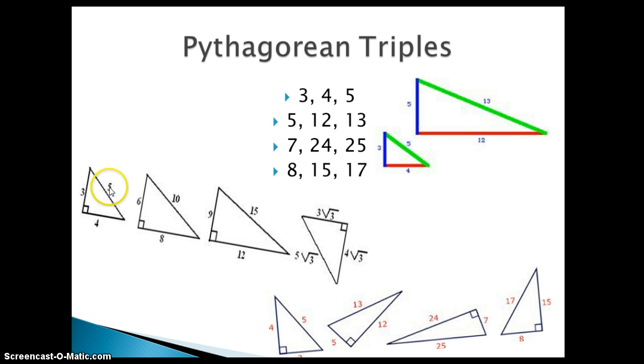So here we have 3, 4, 5; 6, 8, 10; 9, 12, 15; or even multiplying them by a square root: 3 square root of 3, 4 square root of 3, 5 square root of 3. They're all going to come out to be right triangles. So these are just ones that you can memorize to make your life a little bit easier.